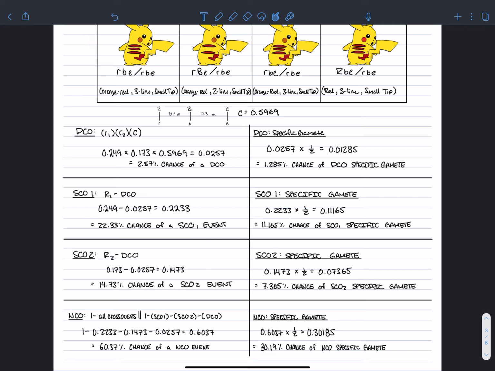I then took that number 0.0257 and divided it in half to get the probability of a specific DCO gamete, which turned out to be 1.285% for each of the 2 gametes in the double crossover event to occur.